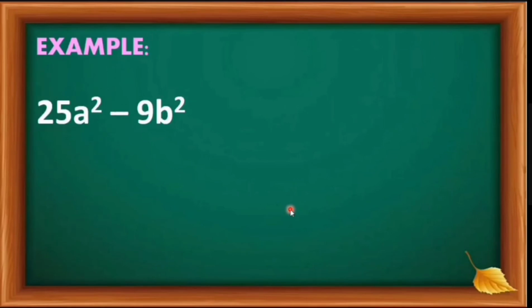Number 3, 25a squared minus 9b squared. Obviously, the first term here is a perfect square because 25 is a perfect square and a squared is also a perfect square. The second term, 9b squared, is also a perfect square because 9 is a perfect square and b squared is also a perfect square. So the first step that we need to do is maglagay tayo ng dalawang pares ng parentheses.